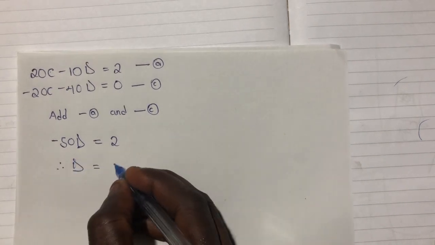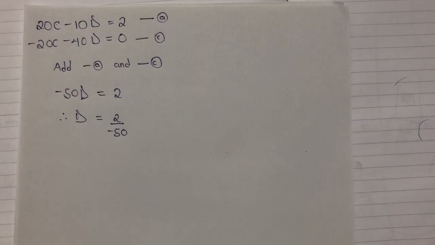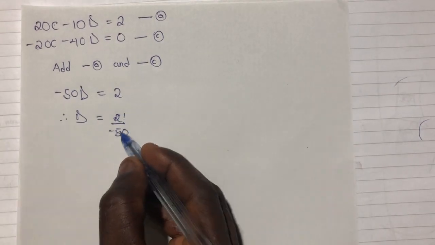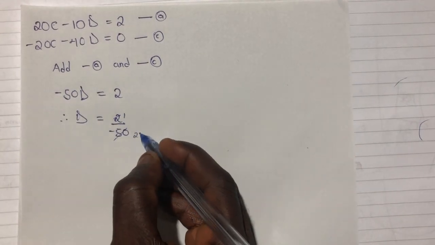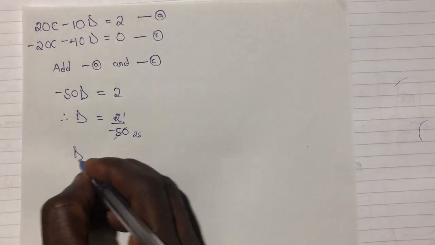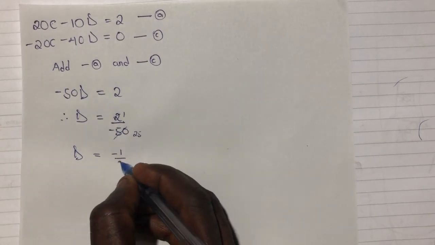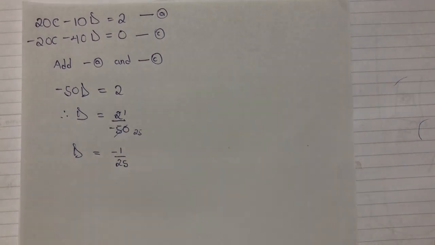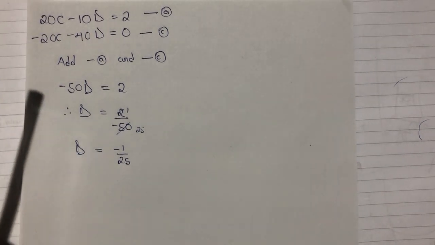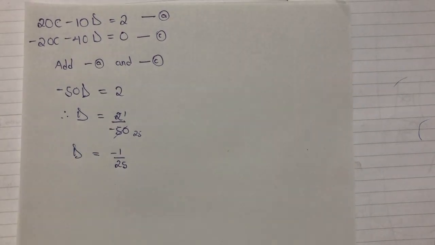So therefore, D equals 2 over minus 50. This into this will give us 1, this into this will give us 25. So therefore, D equals minus 1 out of 25, and this is the value for D. So I can substitute D into any of the original equations to produce the answer for C.